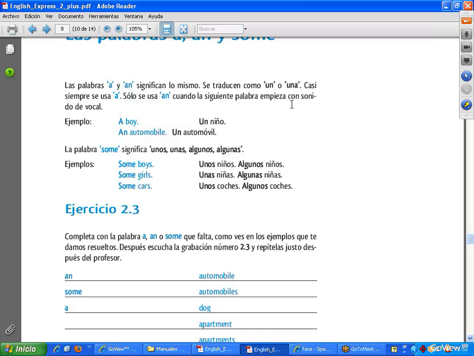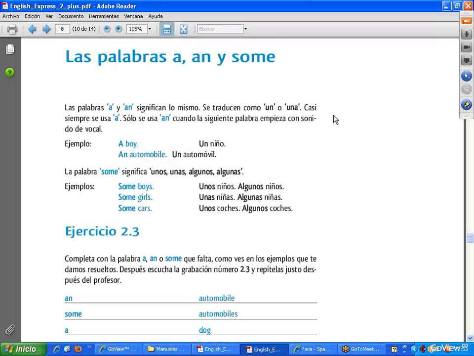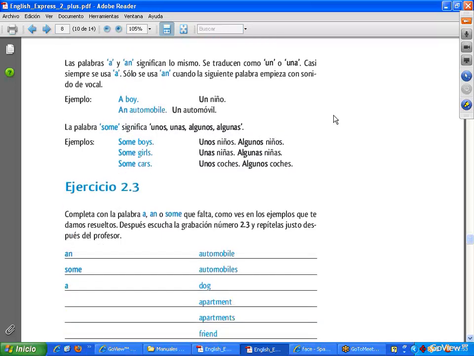Okay, let's look at this. A boy. An automobile. The word some means unos, unas, algunos, or algunas. Wow, that's a lot of words in Spanish. Only one in English. Some. So we say some boys, some girls, some cars. Let's have a look at the exercise.